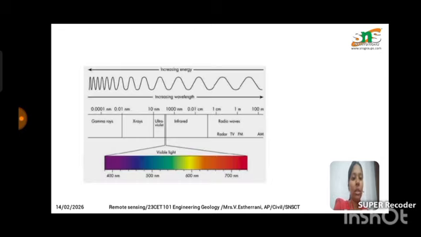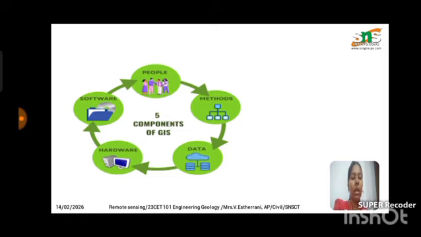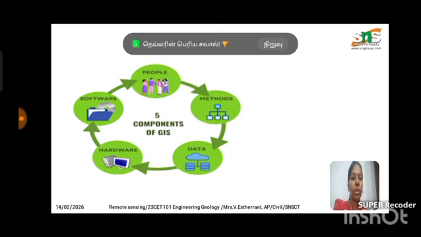Next, these are all the wavelengths of the electromagnetic spectrum. First one is gamma rays, X-rays, ultraviolet rays, visible light, infrared and radio waves. These show the increasing wavelength of the rays. Next, an advancement of remote sensing is called GIS. There are 5 components of GIS: people, methods, data, hardware and software. These are the major components of GIS. GIS is geographical information system. These are majorly used nowadays.